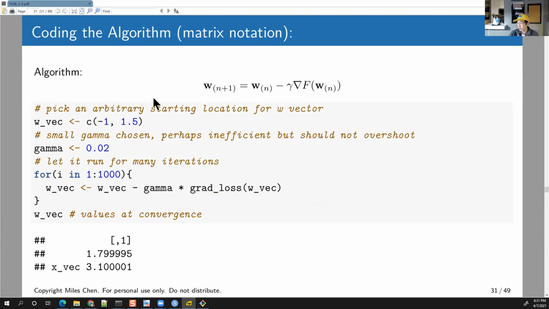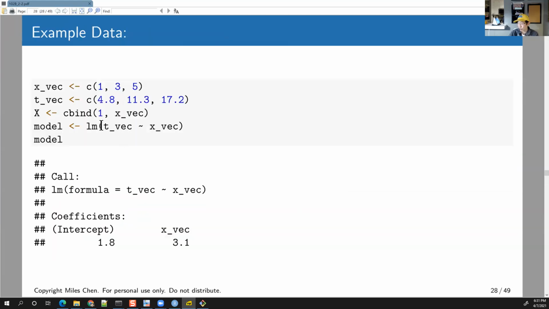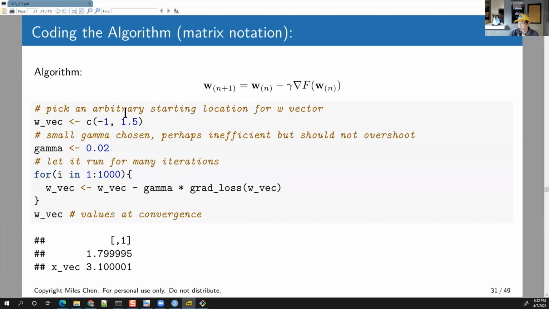Okay, so here we're going to start off with an arbitrary starting location for the W vector. I'm going to start off with an intercept of -1 and a slope of 1.5. We know that the optimal solution for W is an intercept of 1.8 and a slope of 3.1, and I'm starting off with the wrong values of -1 and 1.5. Our gamma is going to be 0.02.